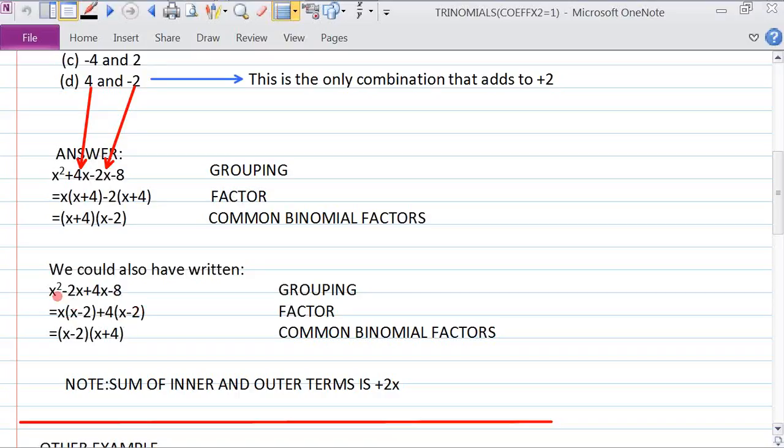X times x gives me x squared. X times minus 2 gives me minus 2x. Plus 4 times plus x gives me 4x, and plus 4 times minus 2 gives me minus 8. So I ask myself, what's common to these two terms? It's the x minus 2. I factor it out, and this x goes over here, and the plus 4 goes here. So this is identical to this answer. It's just the order of multiplication is different.